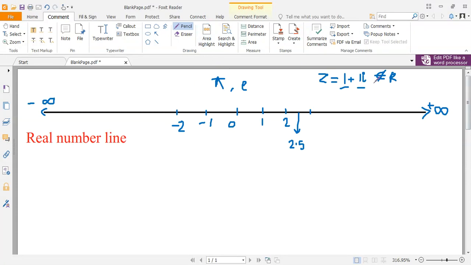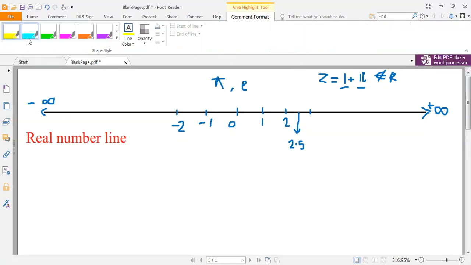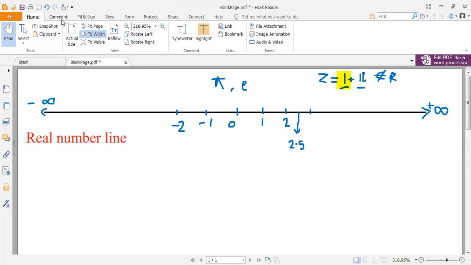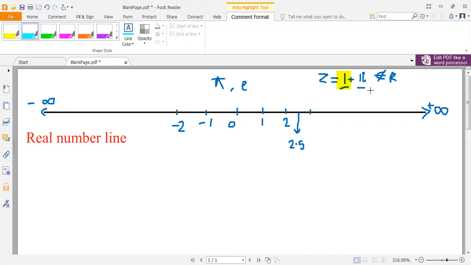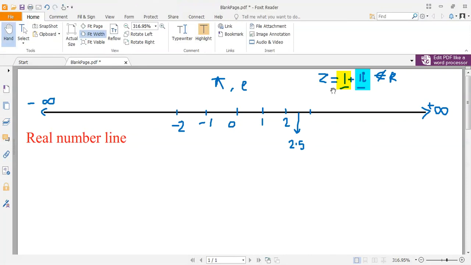When we look at a complex number, we notice, as we have mentioned in the previous video, that a complex number has two parts. A real part, which is here marked by yellow, and an imaginary part, that's the blue part. So a complex number is a composite number which consists of two parts. It has a real part and an imaginary part. Now we need to represent both these parts on the graph paper. How can we represent two numbers on a graph paper?